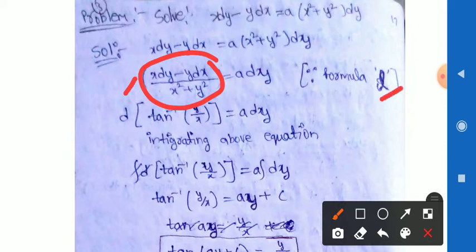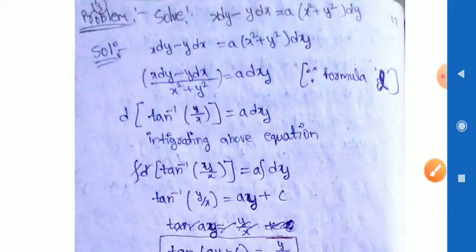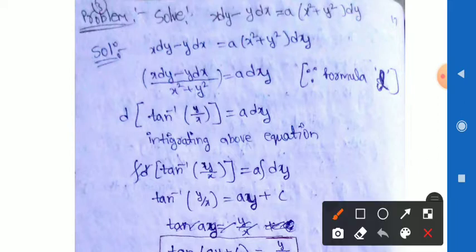By formula L we have that it can be written as d of tan inverse y by x is equal to a into dy, which is an integrating factor. For this I am integrating both sides. Once again I am repeating this one: x dy minus y dx by x square plus y square, which is the above given differential equation, having the formula number L.